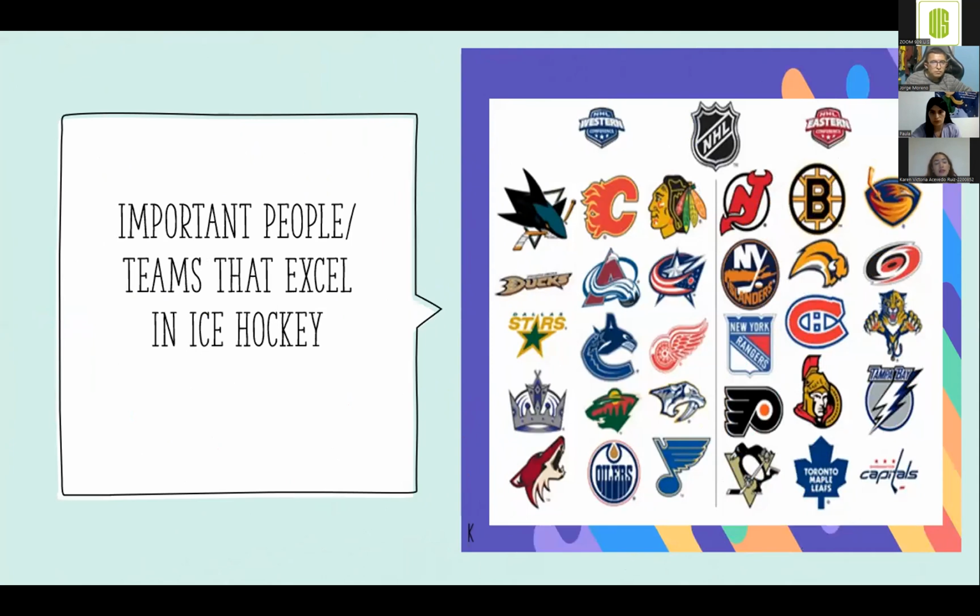Important people and things that excel in ice hockey. Some teams are Montreal Canadiens, Toronto Maple Leafs, Detroit Red Wings, Boston Bruins, Pittsburgh Penguins, and some important players are Nicholas Suzuki, Auston Matthews, Dylan Larkin, and Jonathan Ericsson.